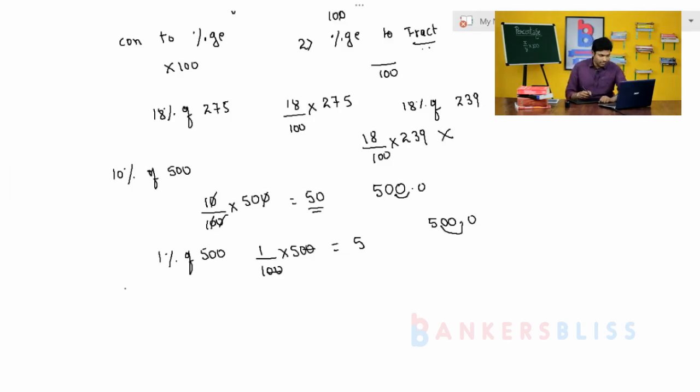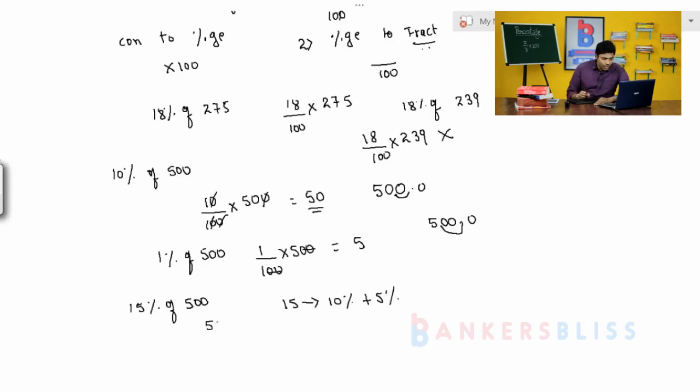Example is 15%. You have to calculate 15% of 500. So how to calculate 15%, 15 by 100? Please don't do that one. 15% means 10% plus 5%. Very simple. 10% you know how to calculate.